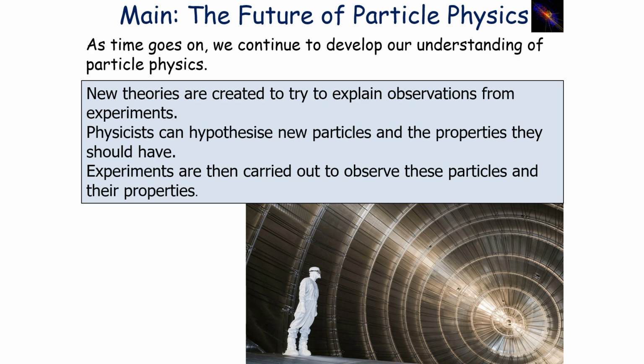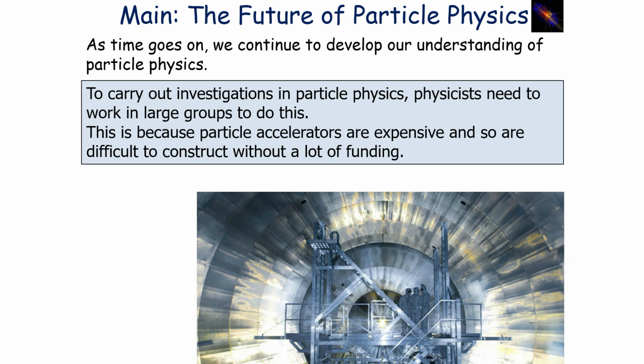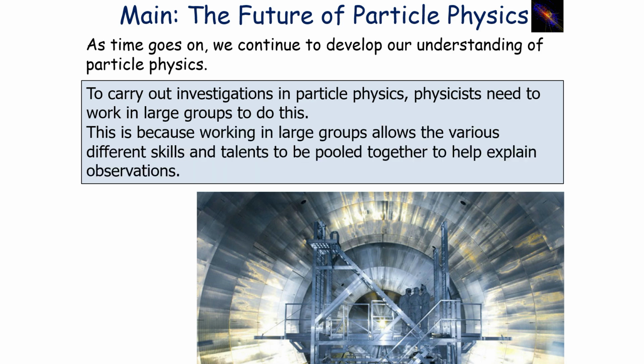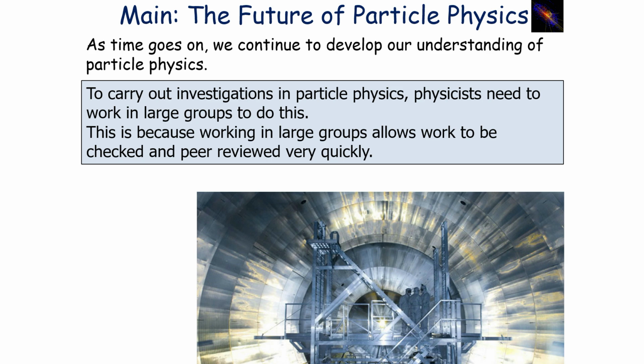Now as time goes on, we continue to develop our understanding of particle physics. New theories are created to explain observations from experiments. Physicists can hypothesize new particles and the properties they should have, and experiments are then carried out to observe these particles and their properties. To carry out investigations in particle physics, physicists need to work in large groups. This is because particle accelerators are expensive and so are difficult to construct without a large amount of funding. It's also because working in large groups allows various different skills and talents to be pooled together to help explain observations. It's because particle physics experiments produce lots of data which can only be analysed quickly when many physicists work on them, and because working in large groups allows work to be checked and peer reviewed very quickly.